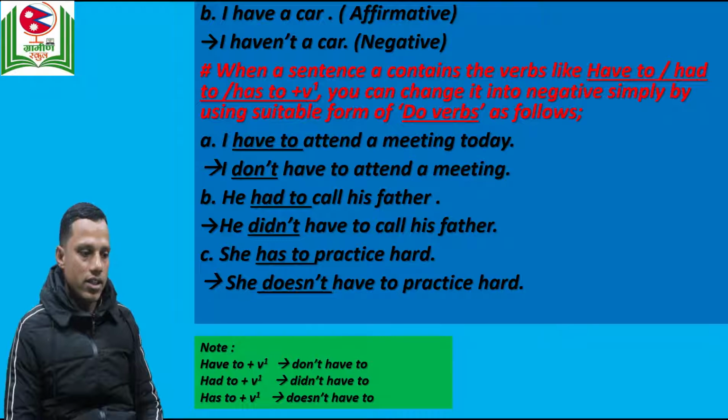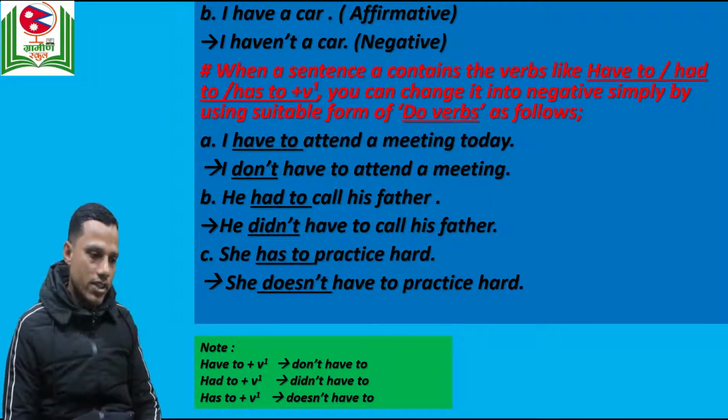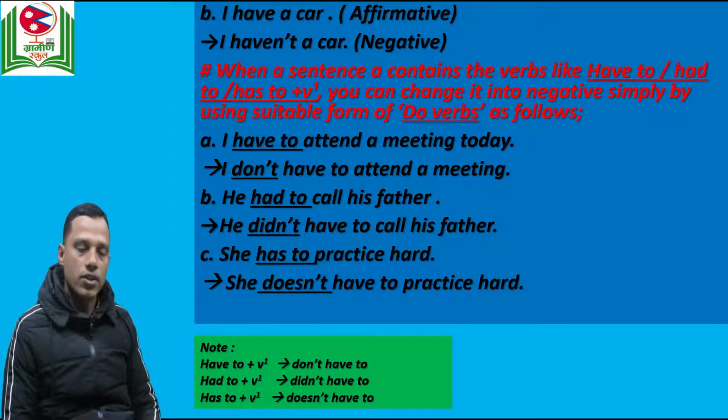Yes, let's see. She has to practice hard. You can change this sentence into negative as, she doesn't have to practice hard. Right? "Has to" changes into "doesn't have to" in negative. So under the note you can notice the structure there. When "have to" is followed by verb 1, you can simply use "don't have to" in negative. Similarly, "had to" plus verb 1 changes into "didn't have to," and "has to" plus verb 1 changes into "doesn't have to." Did you get the idea?